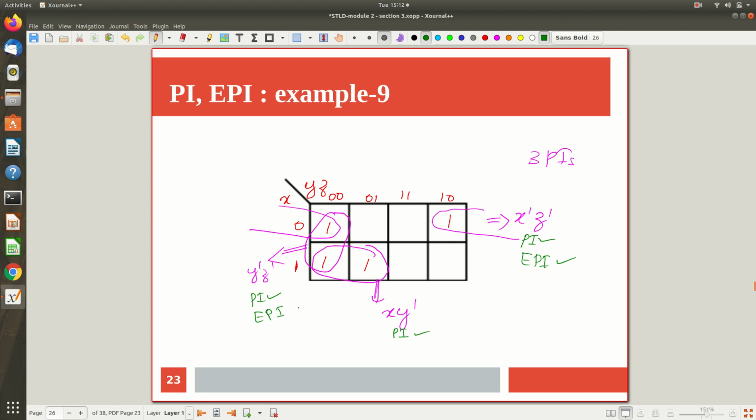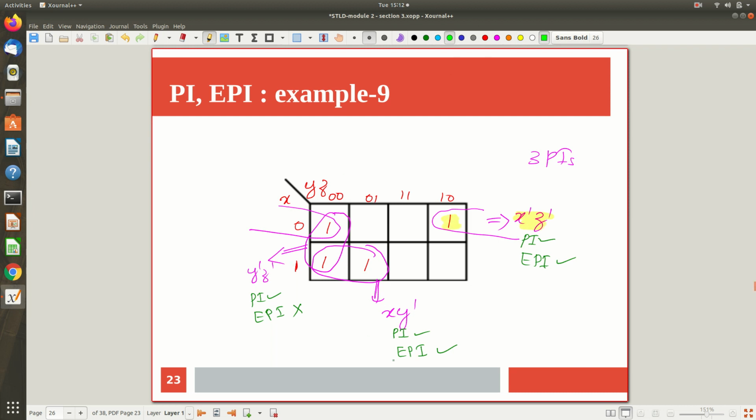So this is not an essential prime implicant. What about this? Here this is essential because this one is covered only by this. So which are making them essential? This is essential because of this one. That is what I was trying to say.